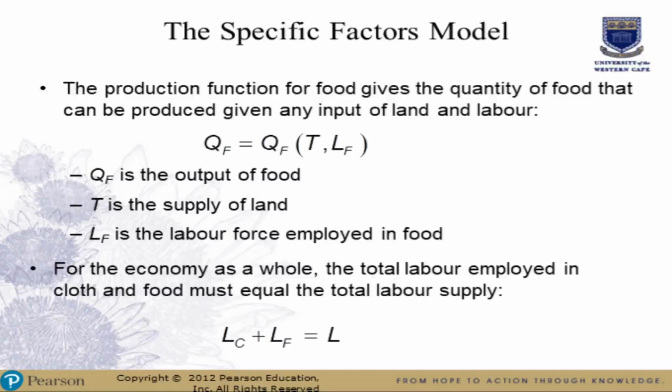The total labor employed in both the cloth and food sector in the whole economy must be equal to the total labor supply. Algebraically, this is shown by the equation LC plus LF is equal to L.